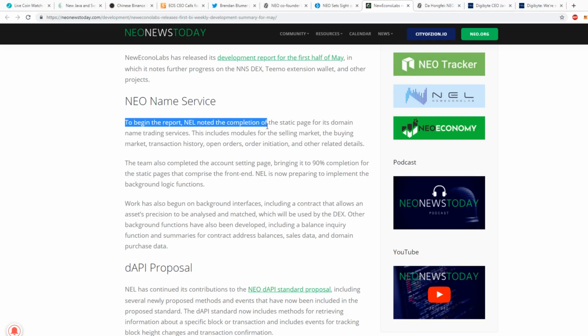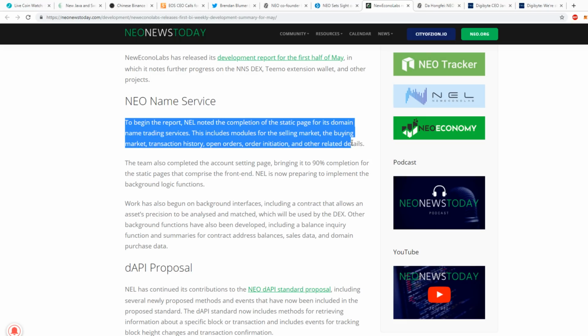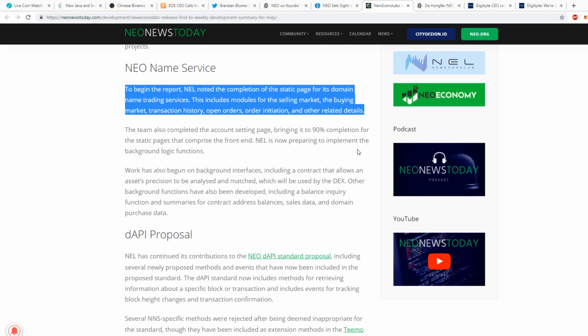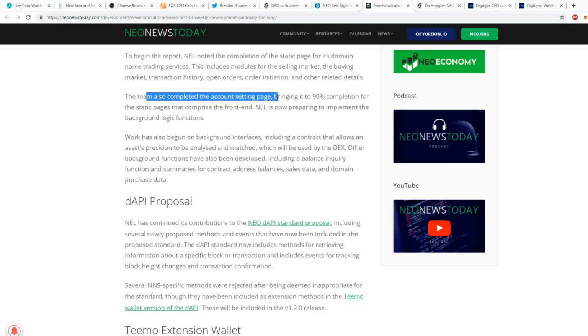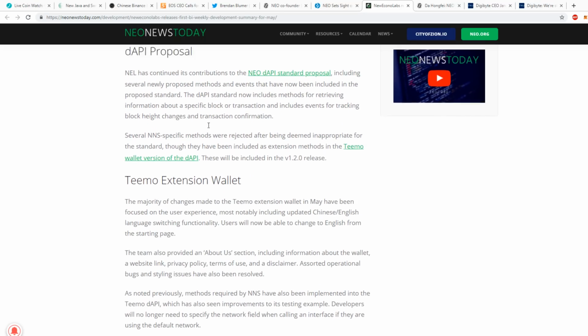To begin the report, NEL noted the completion of the static page for its domain name trading services. This includes modules for the selling market, the buying market, transaction history, open orders, order initiation, and other related details. The team also completed the account setting page, which was kind of cool. They're almost done with that.